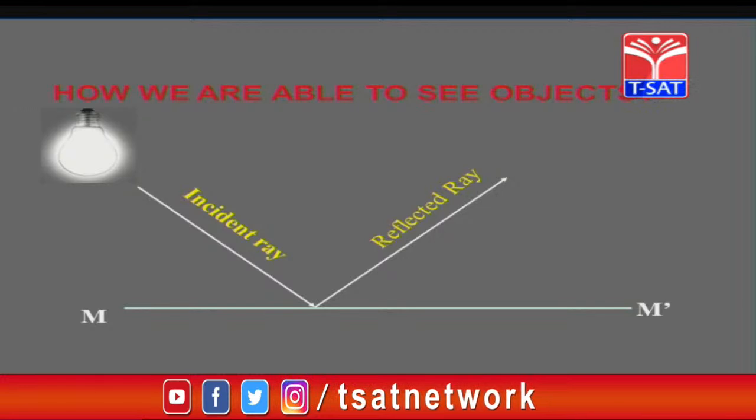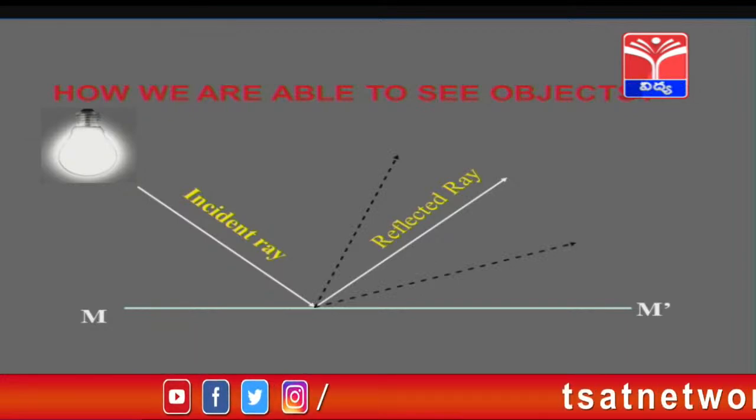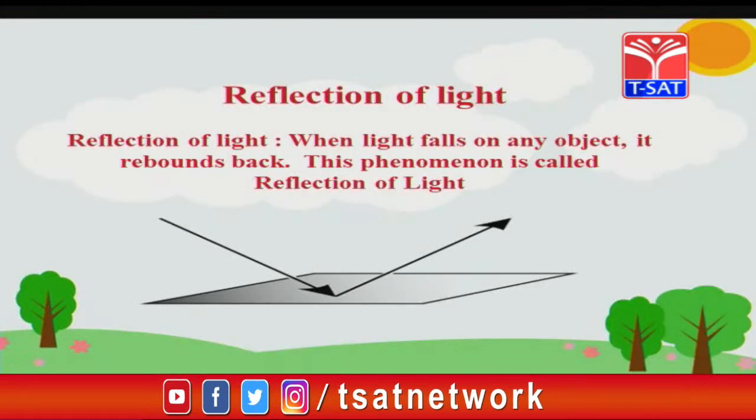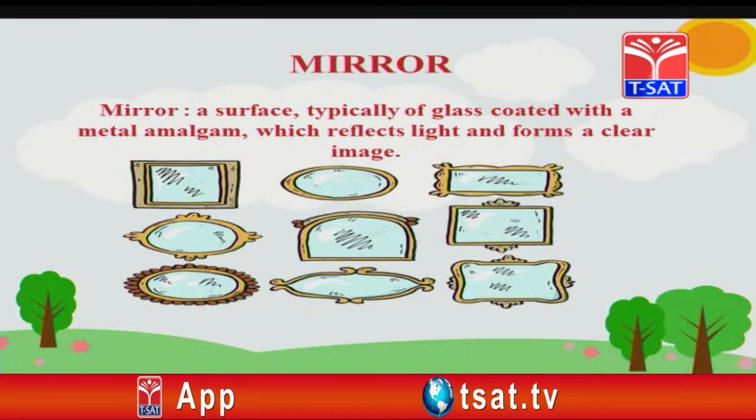Here we want to know that the reflected ray reflects at a certain angle only. It does not reflect here and here. Why? Because the reflection follows some laws. Reflection of light: when light falls on any object, it rebounds back. This phenomenon is called reflection of light.